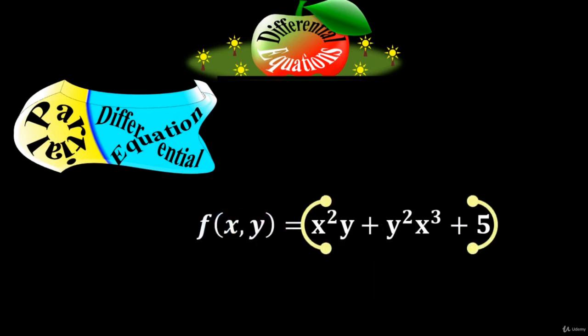To solve this equation, I'm going to differentiate first with respect to x and then with respect to y separately. You have to differentiate this equation with respect to both x and y.